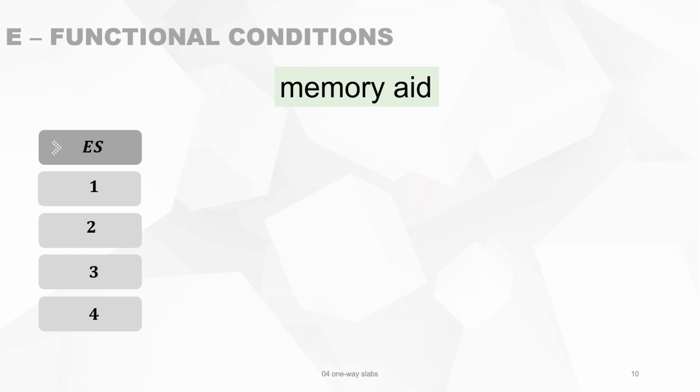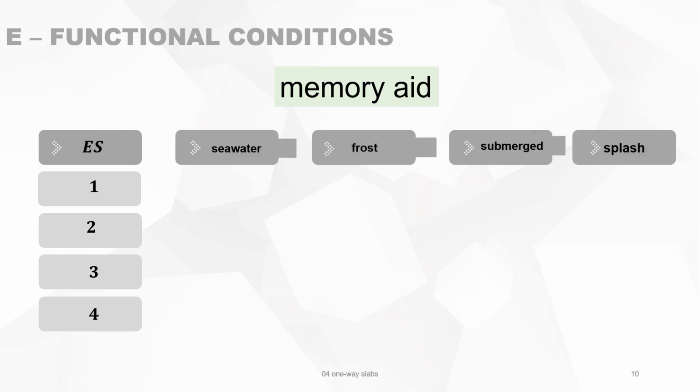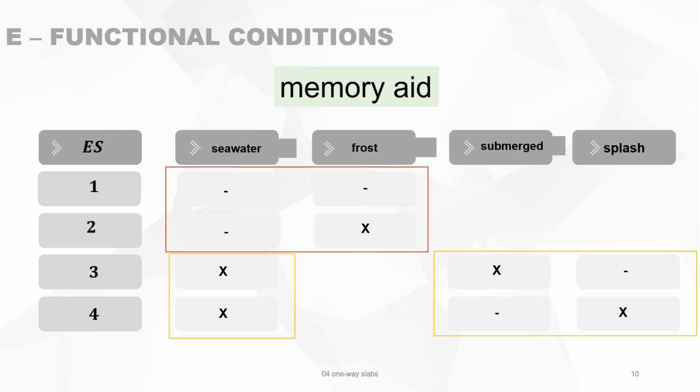The second group is the ES group, and you also have 4 levels in this group. When you are not in contact with seawater and not in contact with frost, then you have ES1. When you have no contact with seawater, but contact with frost, then you have ES2. For ES3 and ES4, you have contact with seawater: when it's submerged, it's ES3, and when it's in the splash zone, ES4.